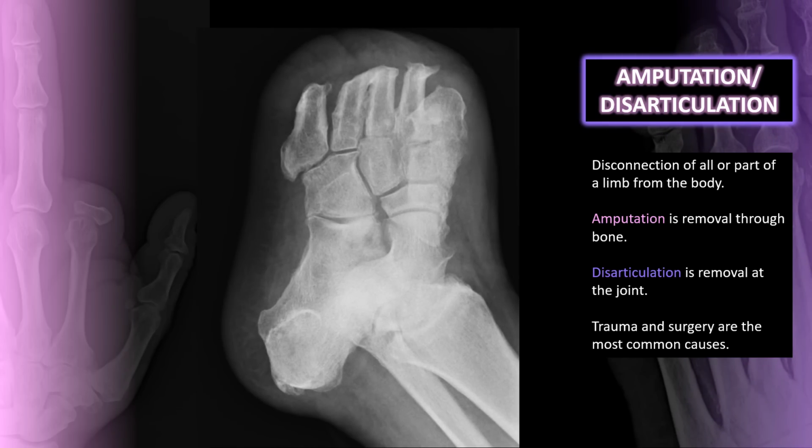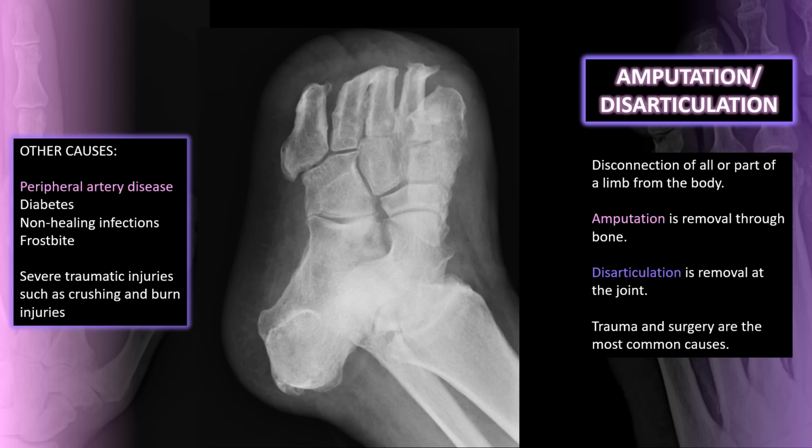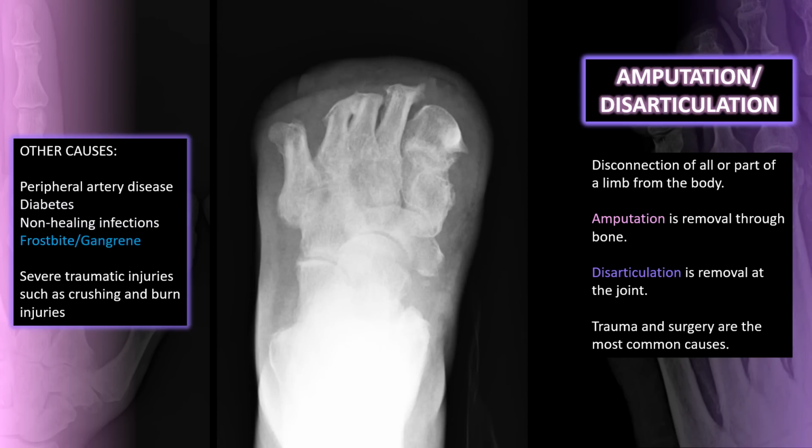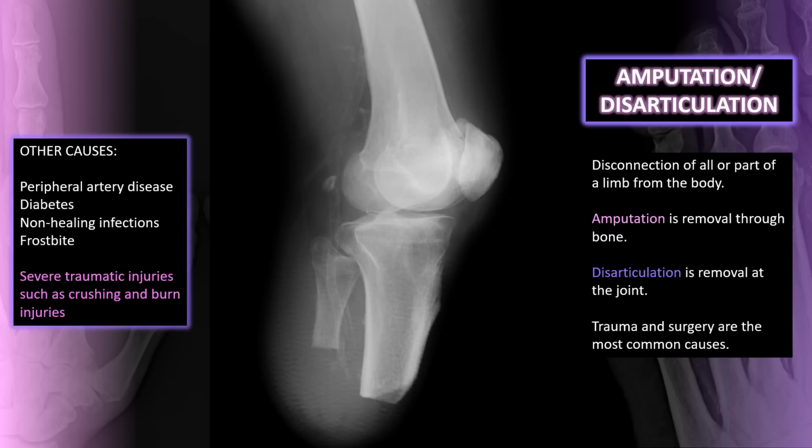Peripheral artery disease can cause a lack of blood flow to the extremities and is one of the most common causes for amputation of the distal extremities. Complications of diabetes and non-healing infected foot and toe ulcers can also lead to amputation. Other less likely causes include frostbite and gangrene. Other reasons for surgical removal include severe traumatic injuries such as crushing and burn injuries.